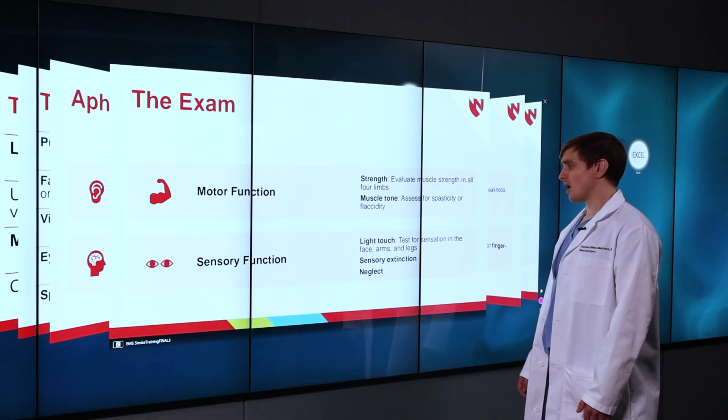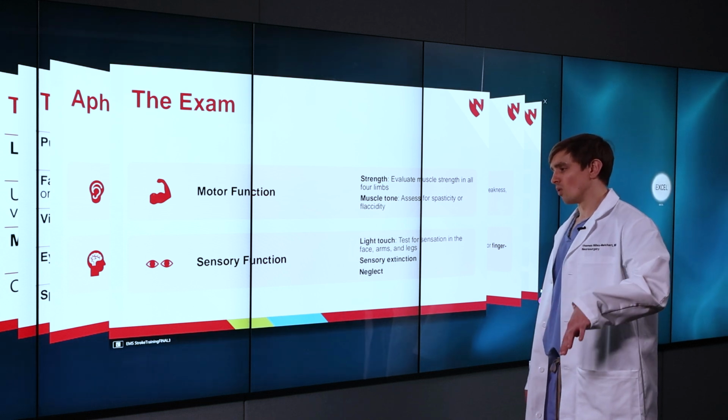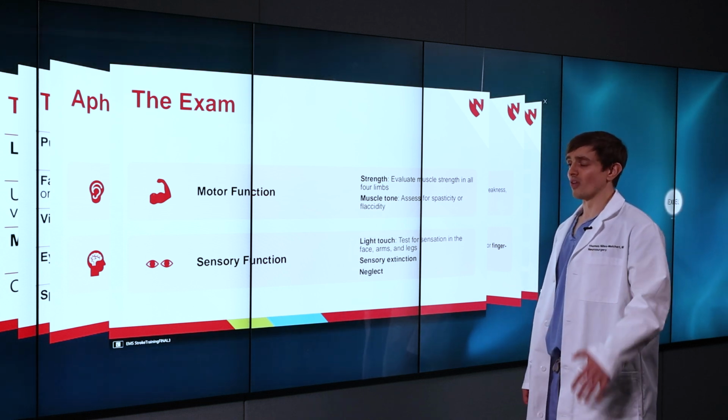After we test motor function, we can test sensory function. This consists of testing for sensation to light touch on the face and arms and legs. And if they do have sensation, test for extinction, which is simultaneous stimuli to both sides. A patient with sensory extinction will not feel one side, but will feel the other. A more profound area would be something called neglect, where a patient will not feel anything on one side and will actually ignore one side of their body.